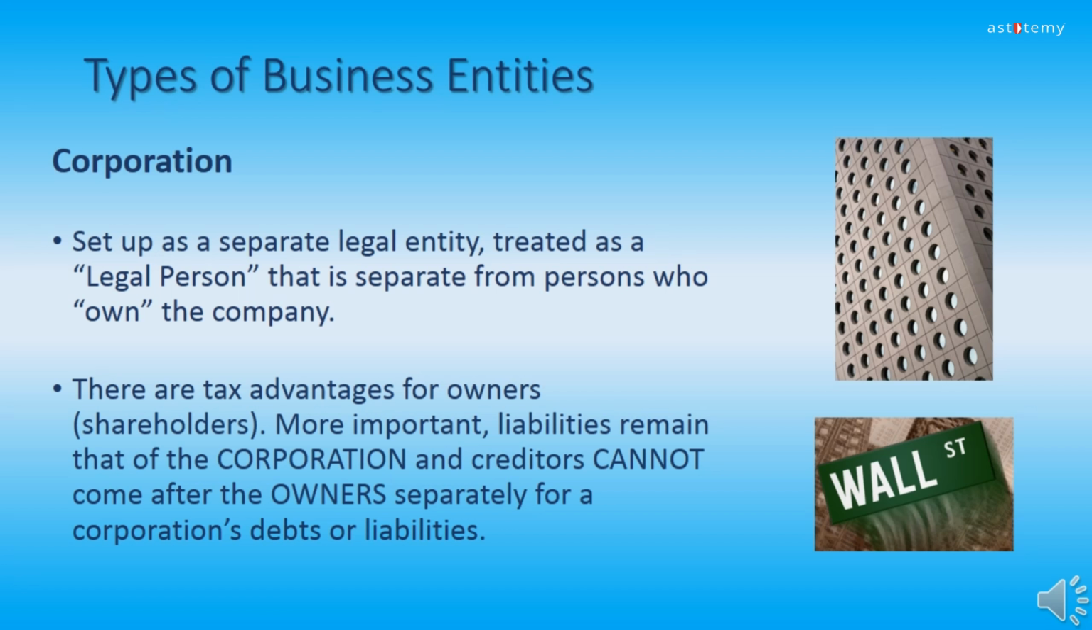The third and final type of business entity we will discuss is the corporation, which is a business venture set up as a separate legal entity which is treated as a legal person that is legally separate from the individuals who own the company. The main advantages are certain tax advantages for the owners, but the major advantage is that any liabilities for the business remain that of the corporation, and under most circumstances, creditors and others cannot come after the owners separately for a corporation's debts or liabilities.